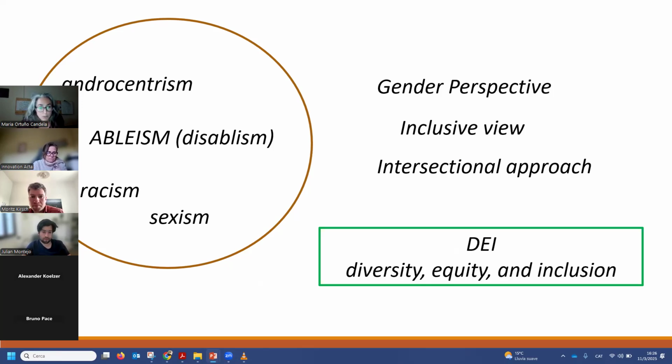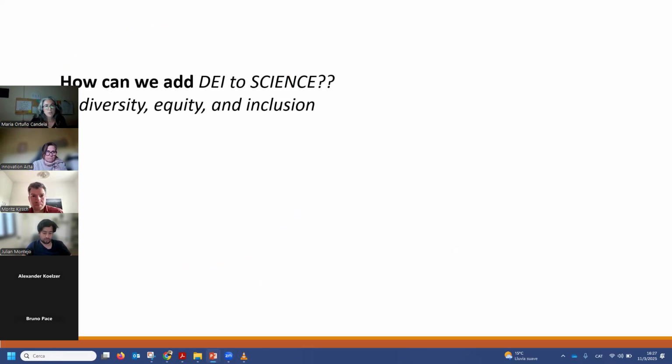So I like this word, DEI. It's the acronym for diversity, equity, and inclusion. That is a little more open and it reflects better the gender perspective way of doing things. So can we add these aspects into science? Something important is that we have to really acknowledge how conditioned our perception is. Our perception in general is something very hard, even when we wear glasses, let's say, we wear glasses because we learn how to detect things.